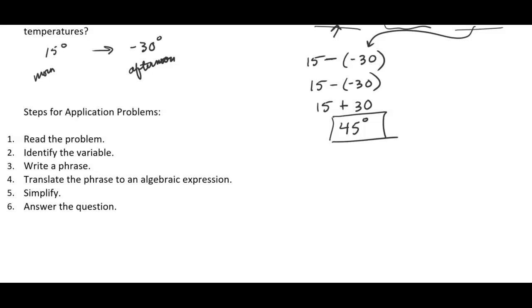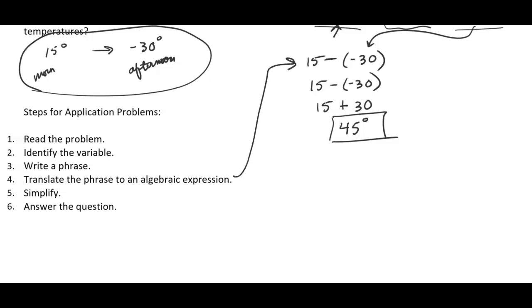It says you want to write a phrase. Here is what I was doing when I was writing a phrase. I said, okay, I've got 15 degree temperature in the morning, and I've got a negative 30 temperature in the afternoon. And that was kind of how I got started. But eventually, you have to get the expression written, and that was right there. We said 15, they wanted to find the difference, 15 minus negative 30. You simplify it, and then you answer the question.